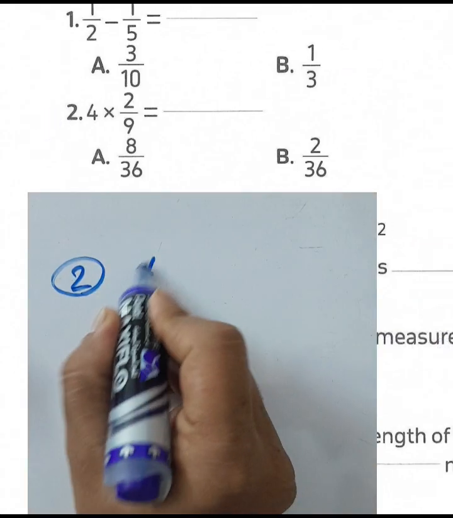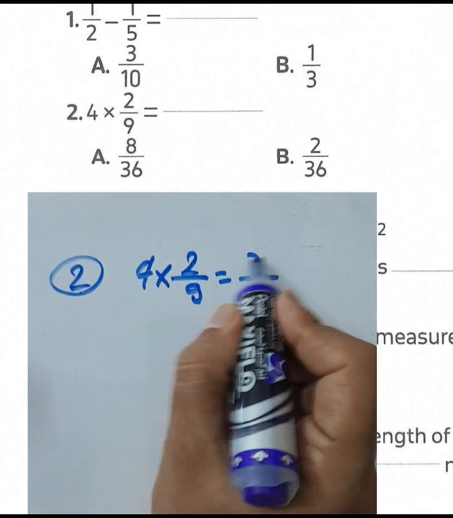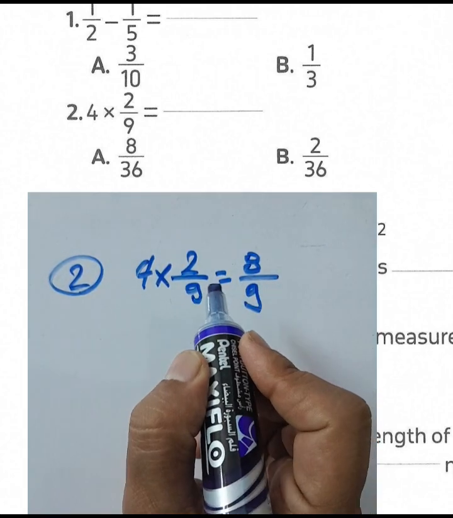Next question, number 2. 4 multiplied by 2 over 9. We can write 4 times 2 equals 8 and write 9 in the denominator.